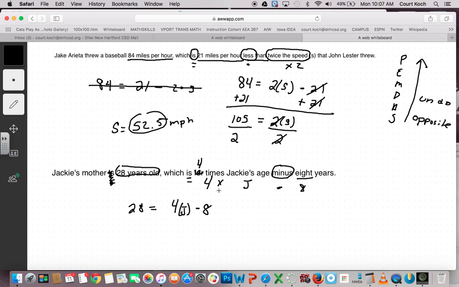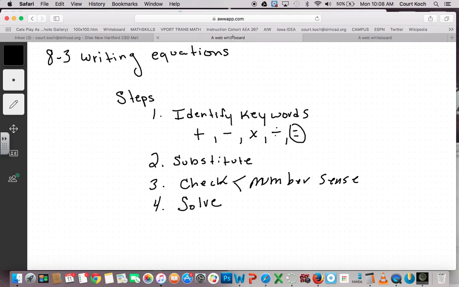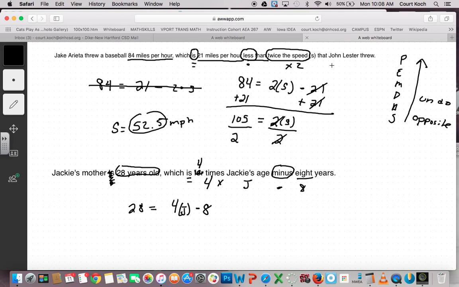This one was fairly straightforward. So I've got 28 is 4 times J minus 8. Well, check for number sense. Minus 8 years. So Jackie's age is going to be more because it's being multiplied, but then it's minus 8 years. So I'm going to take a larger number. I'm expecting J to be larger than 8. As long as that is, I'm good. So I'm going to say right now this problem makes good number sense.